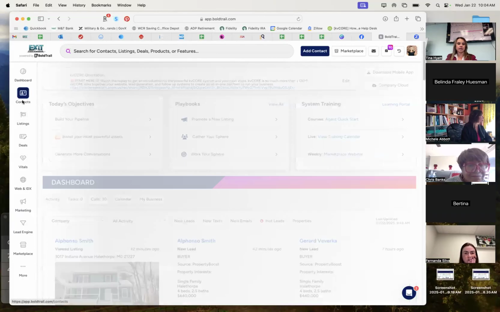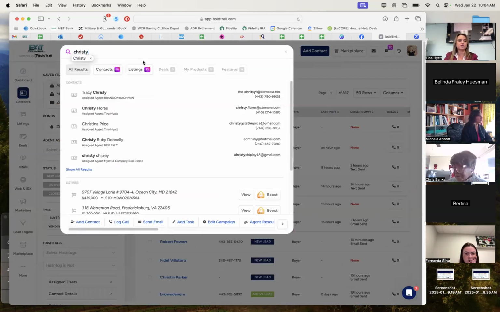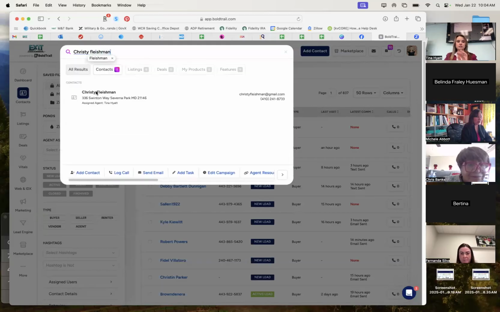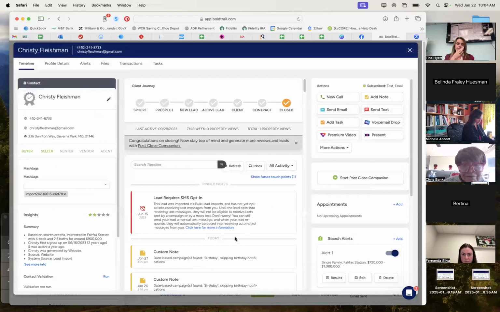So when I go into my contacts, and I'm just going to search for a contact to show you what this tool looks like and how it looks when your clients get it. So if I pull up a contact, this is my best friend forever. And they bought a house years ago, like 2020, I guess now.